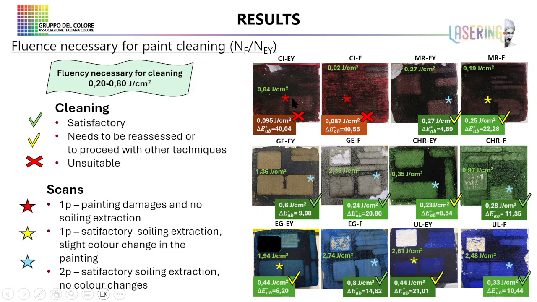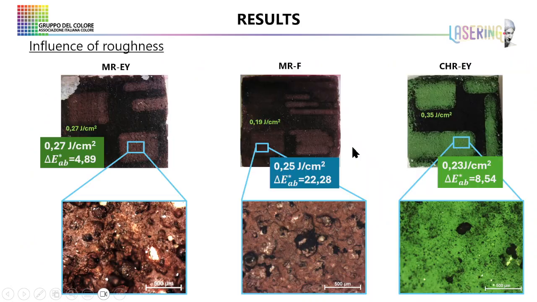This, for example, is the case of these three samples, the painting with Mars red and the chromium green in tempera, because there is a great influence of the roughness, which keeps the contamination inside the roughness. So it could be better to proceed with other techniques.